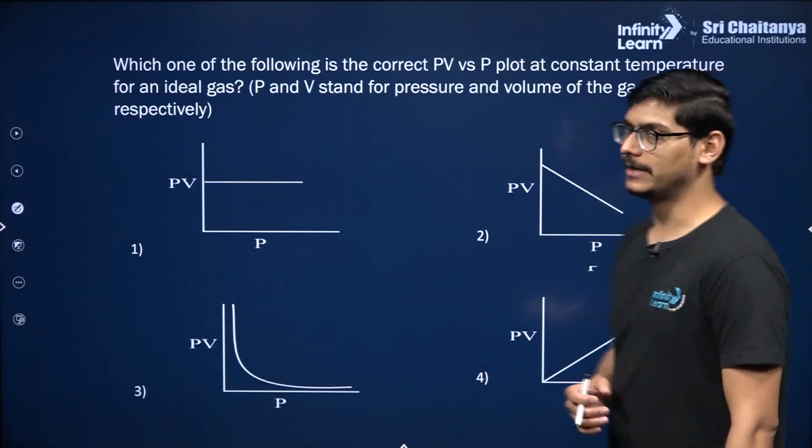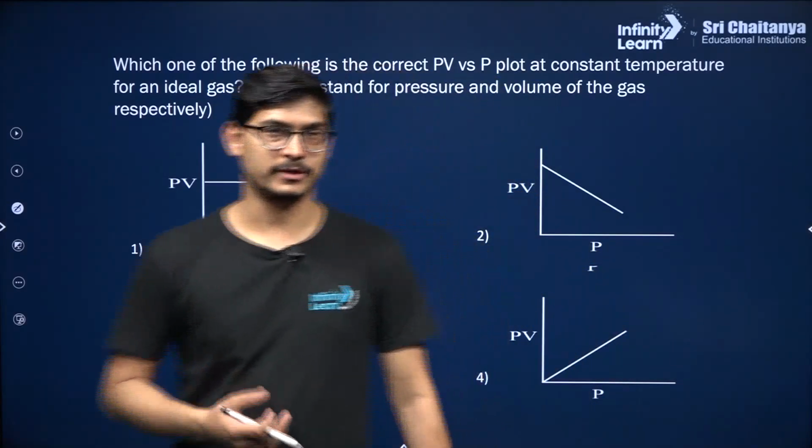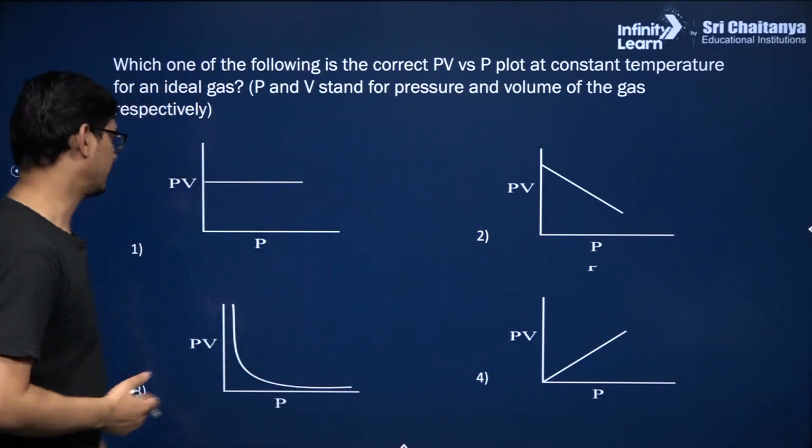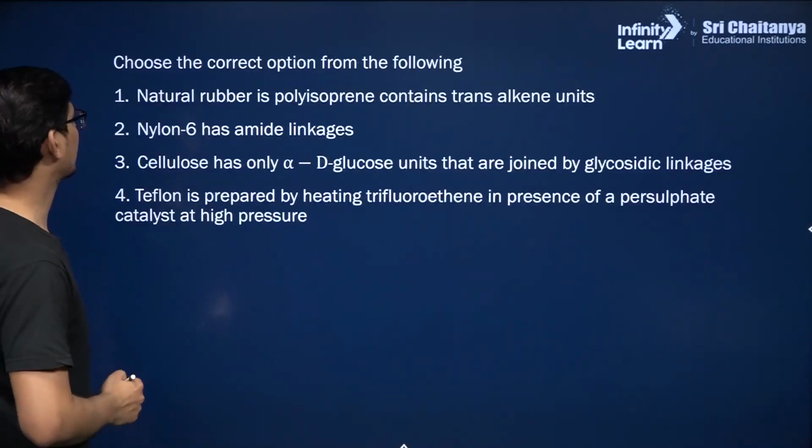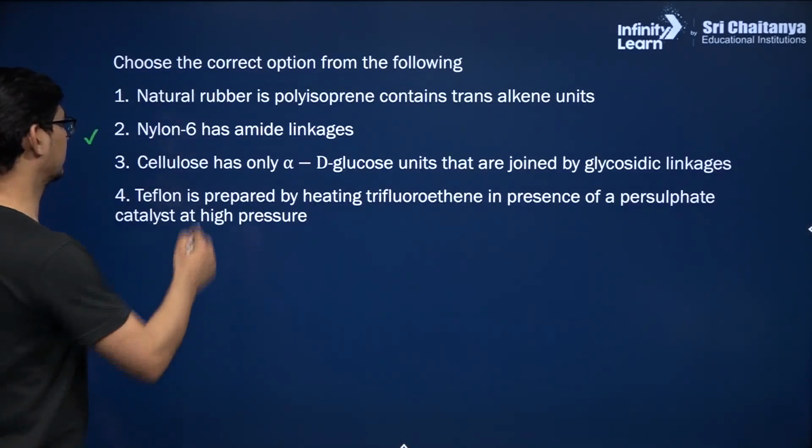Which one of the following is the correct? PV versus P. We know that PV is constant as per Boyle's law. So, with pressure or volume it will not vary. So, the correct answer will be this graph, right? Choose the correct option from the following. Here the correct answer is this.